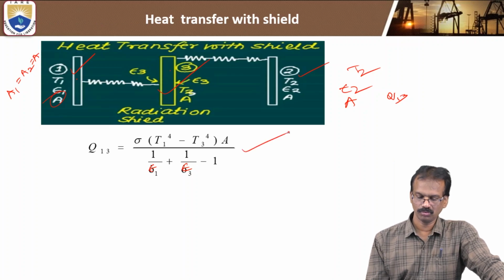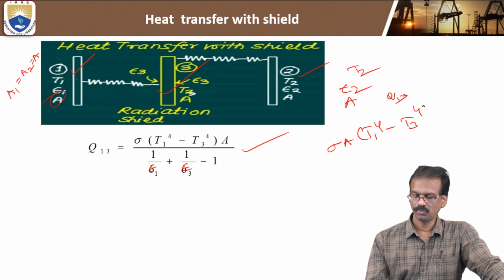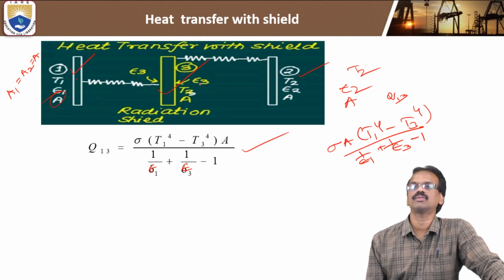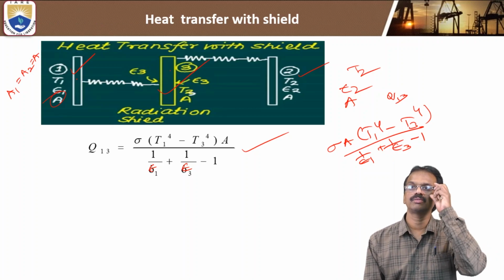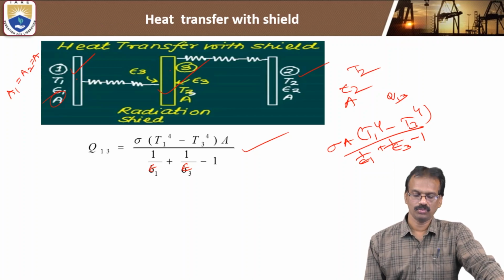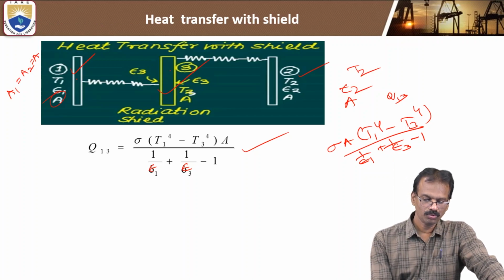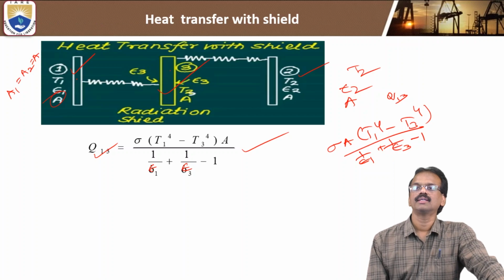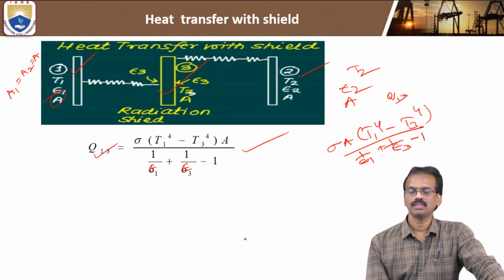Then the formula is Q13 equals sigma A into T1 to the power of 4 minus T3 to the power of 4, divided by 1 by epsilon 1 plus 1 by epsilon 3 minus 1. The temperature of the shield is T3 and its emissivity is epsilon 3. The area is the same, so the areas of surface 1, the shield and surface 2 are all the same.